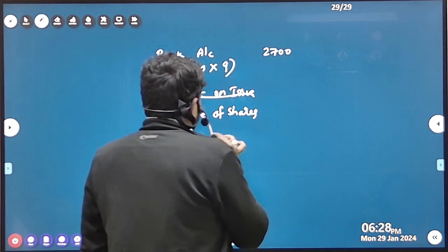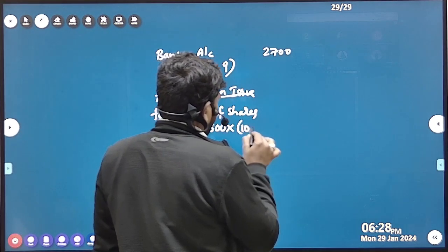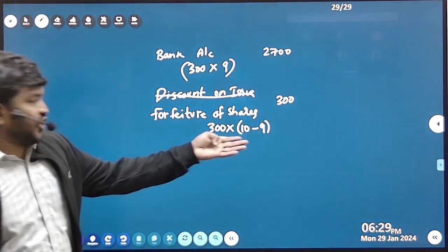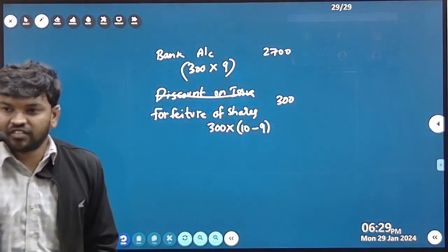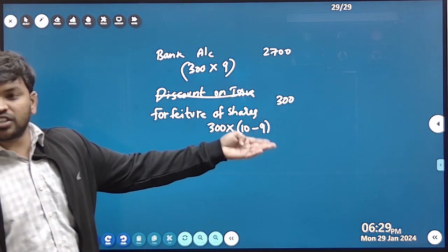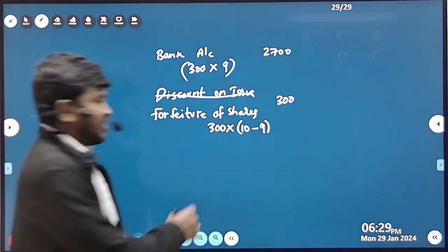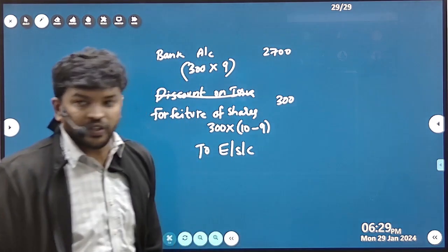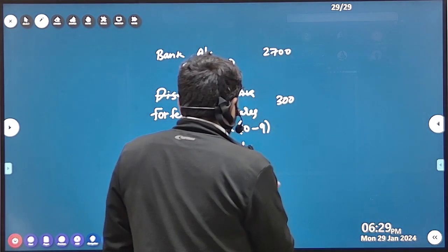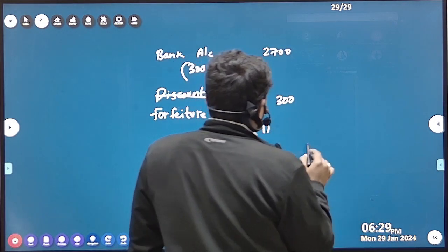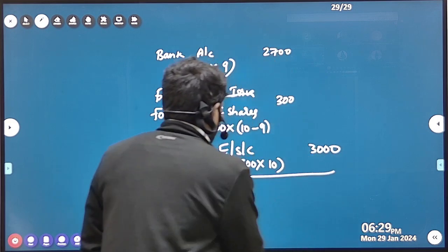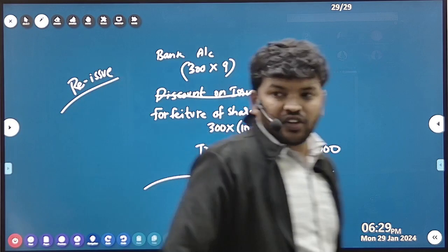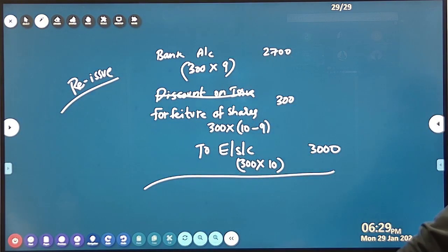Forfeiture of shares, how much? 300 into 10 minus 9. What is the amount? 300 rupees. 300 into 1, indirectly you can say, but 10 minus 9. You have to show to the valuer that shares have been issued at discount. Understanding? To equity share capital. How much? 300 into 10, total 3000. This is the entry for reissue. Okay. Understood? Any doubts till now?